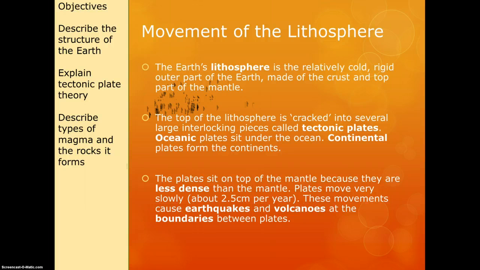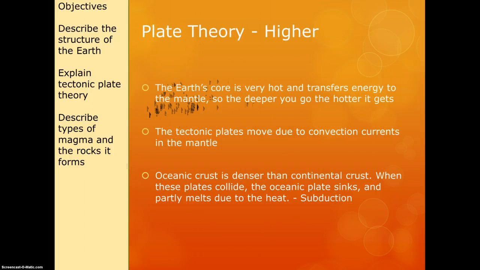And the plates sit on top of the mantle because they're very, very dense, so they just move up to the top, and they do move around. They move by about 2.5 centimetres a year. And it's these movements that cause earthquakes and volcanoes. Earthquakes are when two plates rub past each other, and volcanoes are caused when a plate goes underneath or above another one, and that causes the volcanic eruption. So you'll find that there are more earthquakes and volcanoes along the boundaries of each of the plates.